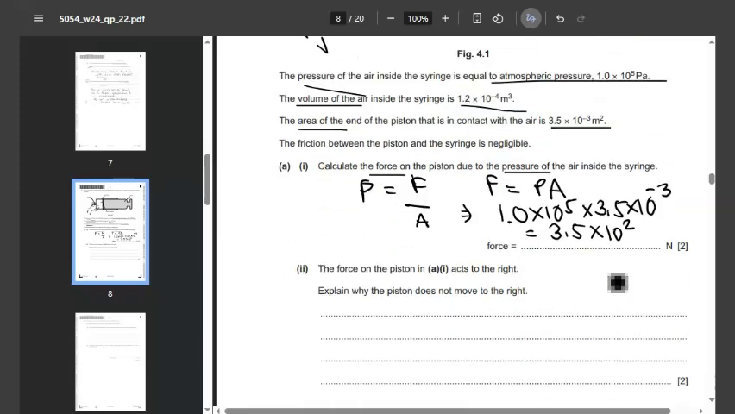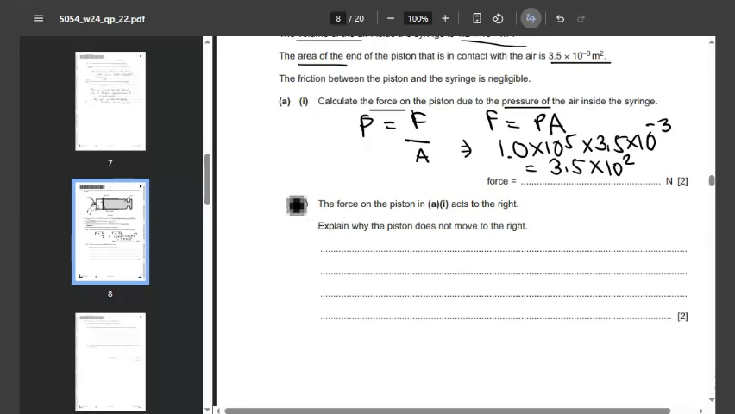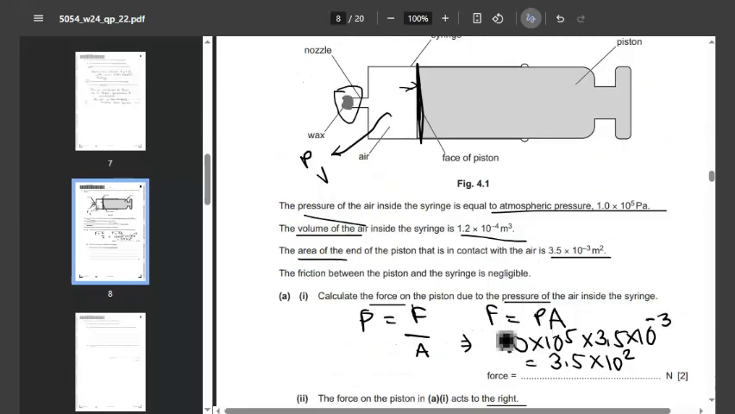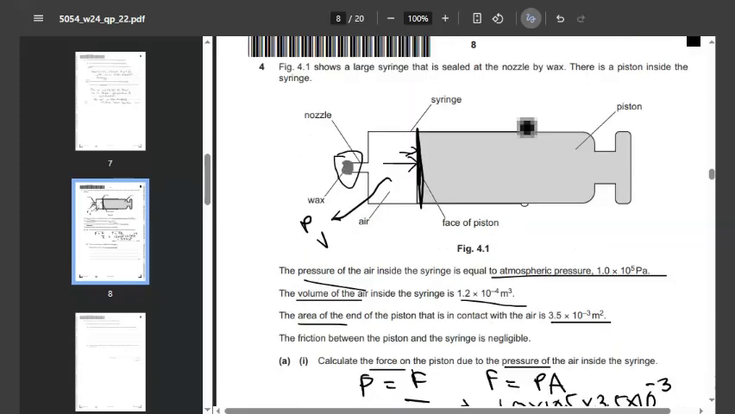Roman 2. The force on the piston in question 1, Roman 1, acts to the right. Explain why the piston does not move to the right. So the force that we just calculated is acting on the right like this. The question is asking us to explain why the piston is not moving. So the reason is because the atmospheric pressure and the force on the piston is equal. So the atmospheric pressure is acting on the left right here. And since these two are equal and acting in the opposite direction, they will cancel each other out and the resultant force will be 0.